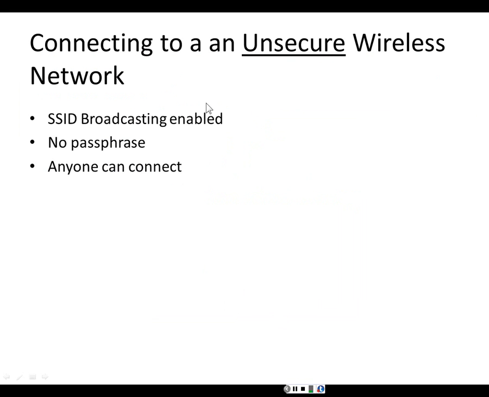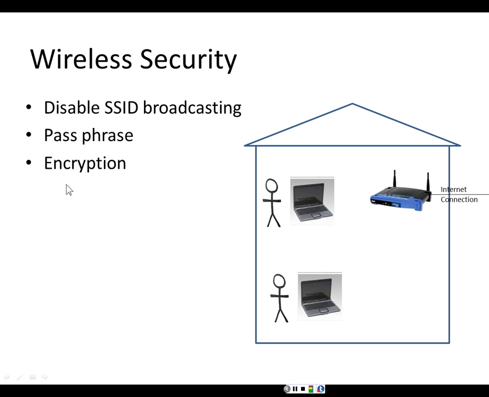If you connect to an unsecure wireless network where service set identifier broadcasting is enabled and which has no passphrase, then anyone can connect, and that is not a very secure network at all. For wireless security, what we do on the wireless access point is disable broadcasting, enter a passphrase or key, and enter the encryption type.